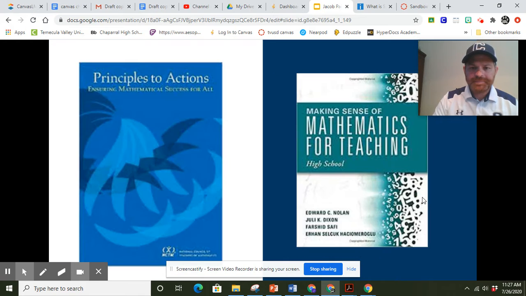We know that everyone has both of these books, Principles to Actions and Mathematics for Teaching, Making Sense of It. We received both of these books after our trainings. So I would recommend, if you have questions about tasks and stuff, you go there to get them, and think back to the training that we had.